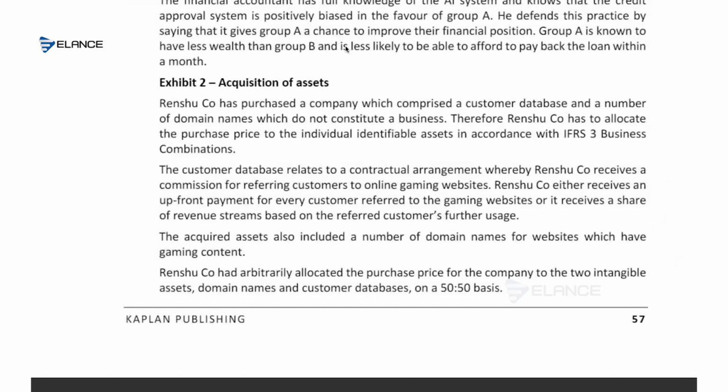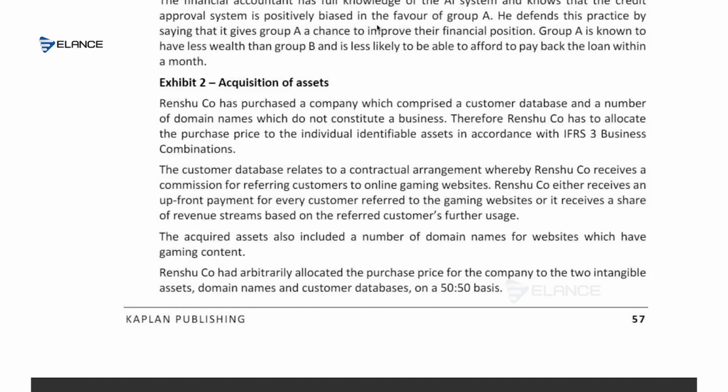Can we allocate on a 50-50 basis? No. It's better to allocate it on the basis of their fair value. We should measure the fair value or the standalone price of these two items individually in the market. On the basis of that fair value, we have to allocate the overall consideration between the customer database and the domain. A 50-50 basis does not seem fair, even under IFRS 3. So it is better to allocate it on the basis of the fair value of those two items, the customer base and the domain. Is that clear?